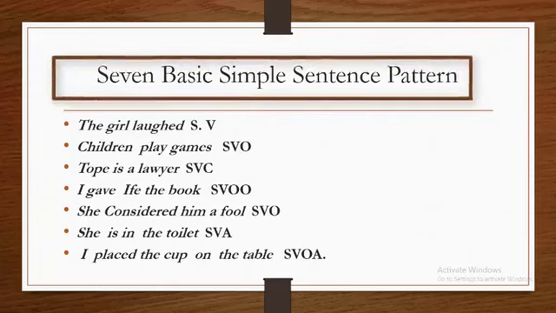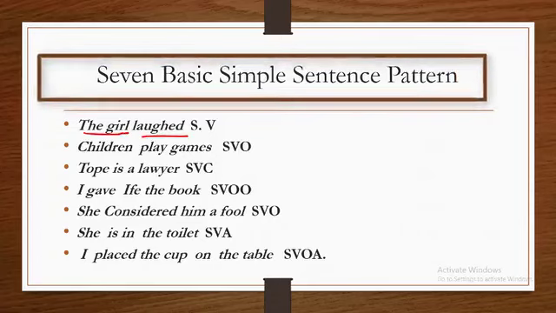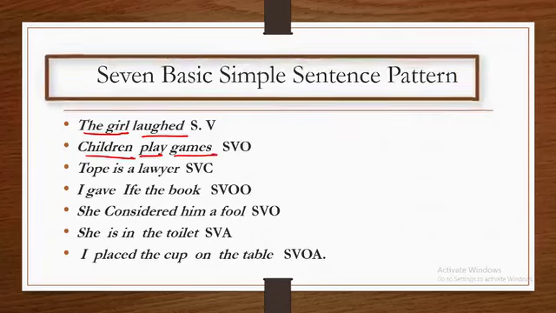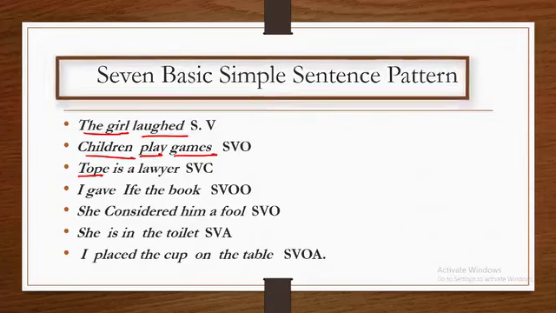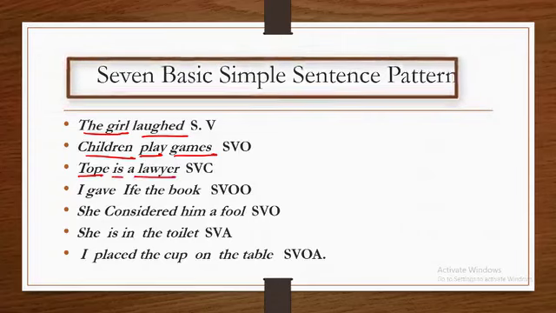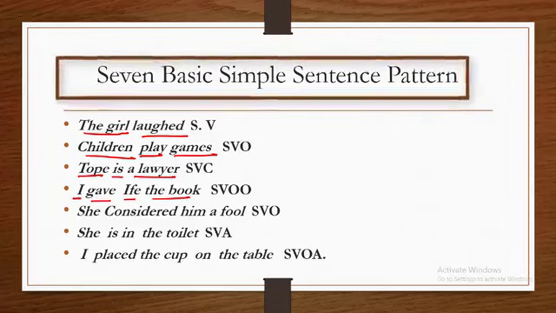The girl laughed. Analyze: the girl, subject; laughed, verb. That's one sentence pattern. Children play games. Children, subject; play, verb. What do they play? Games, object. Tope is a lawyer. Tope, subject; is, verb; a lawyer, complement, which is a subject complement here. I gave Infer a book. I, subject; gave, verb; Infer, indirect object; book, direct object. So that's why you have the SVOO.